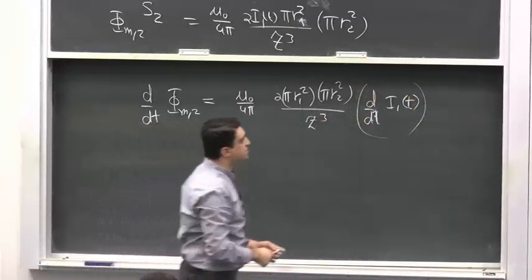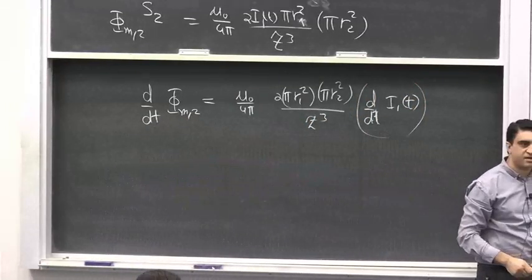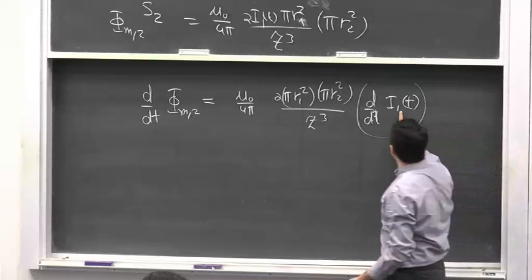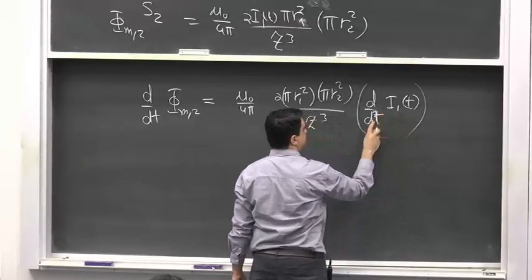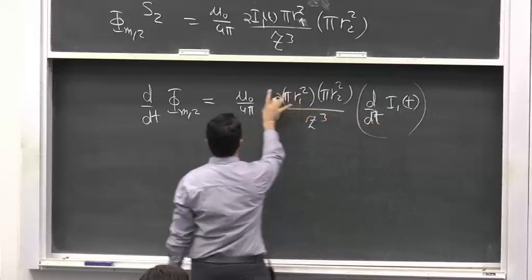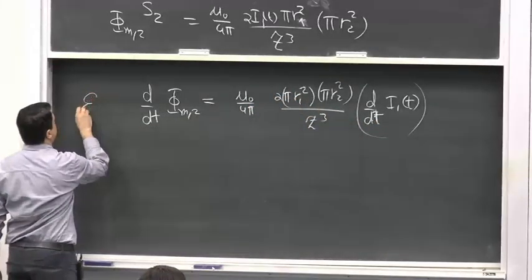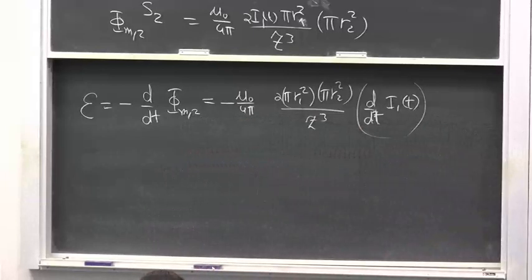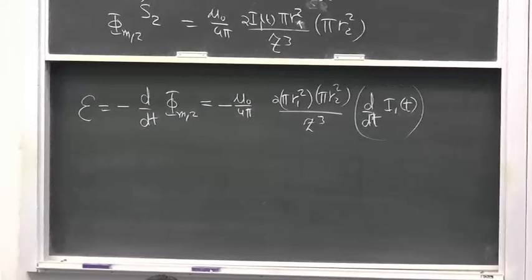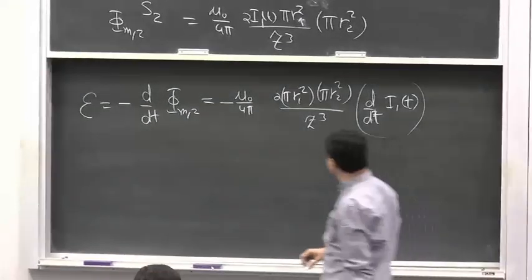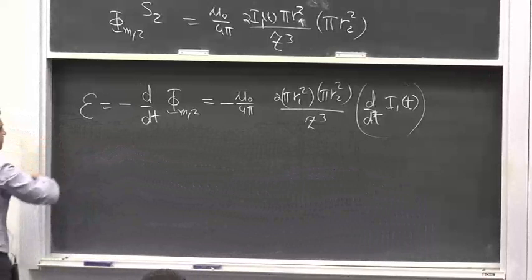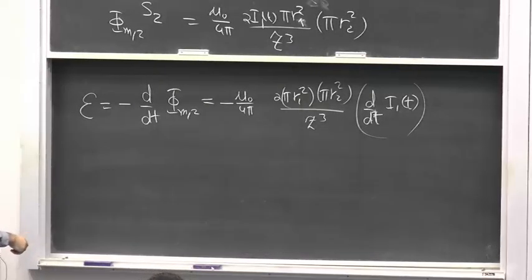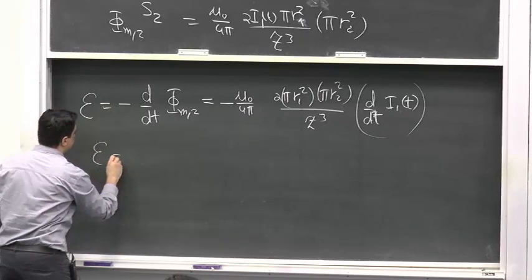So if you know the time dependence of this current, you can take the derivative with respect to time of that current and multiply by this factor, and what you would get is the EMF which would be created inside the second coil due to a changing current in the first coil. The whole thing you can write in this way.